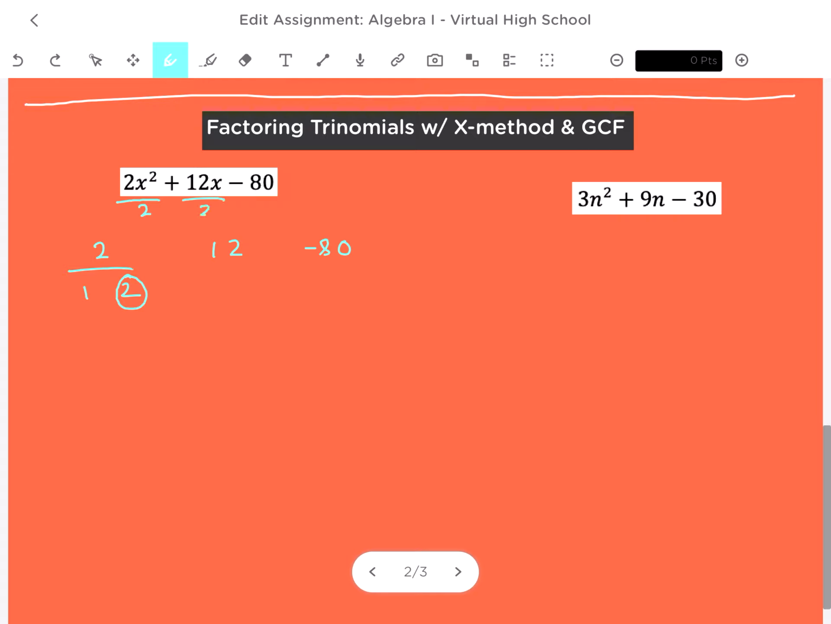Now the other thing is, you see how 80 does not have a variable. That means I can't do anything with the variables when I'm factoring out at this point, okay? So all I'm going to do is divide all these terms by 2. So 2 is going to come outside. 2 divided by 2 is 1, so it's just x squared. 12 divided by 2 is 6, so it's 6x. And then 80 divided by 2 is going to be 40. Okay? So now I'm going to factor, using the x method, whatever's inside here.